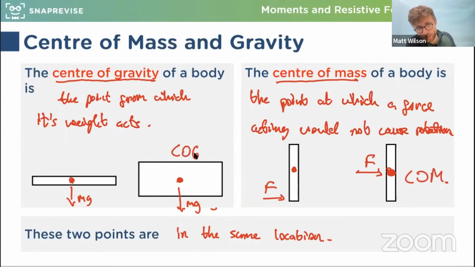Sometimes this gets called COG, center of gravity. And as I said, the punchline, which you don't need to be able to prove, but you need to know is true, is that these 2 points are in the same location. So if someone says somewhere is the center of mass, you can assume that's where gravity acts. Similarly, if someone tells you somewhere is a center of gravity, then you can assume that a force acting at that point wouldn't cause rotation. Good.